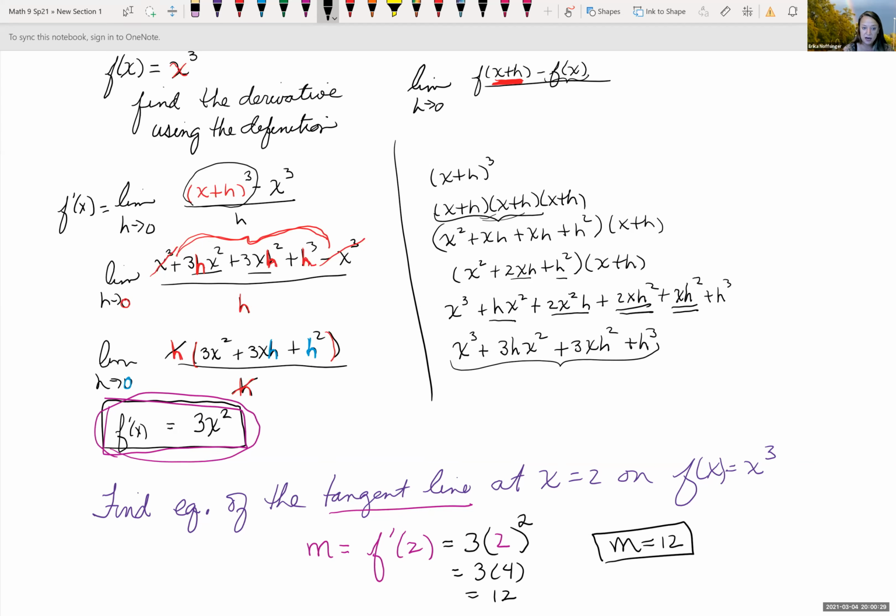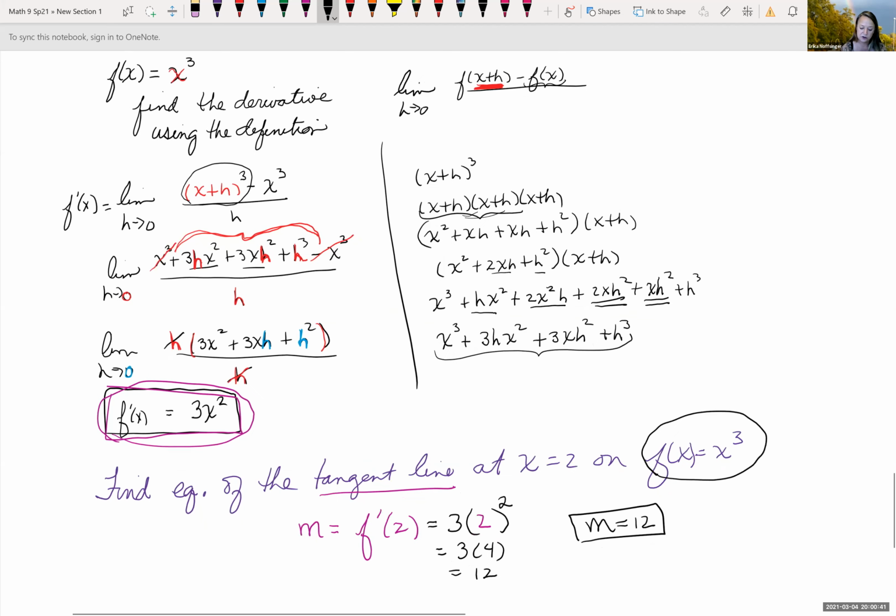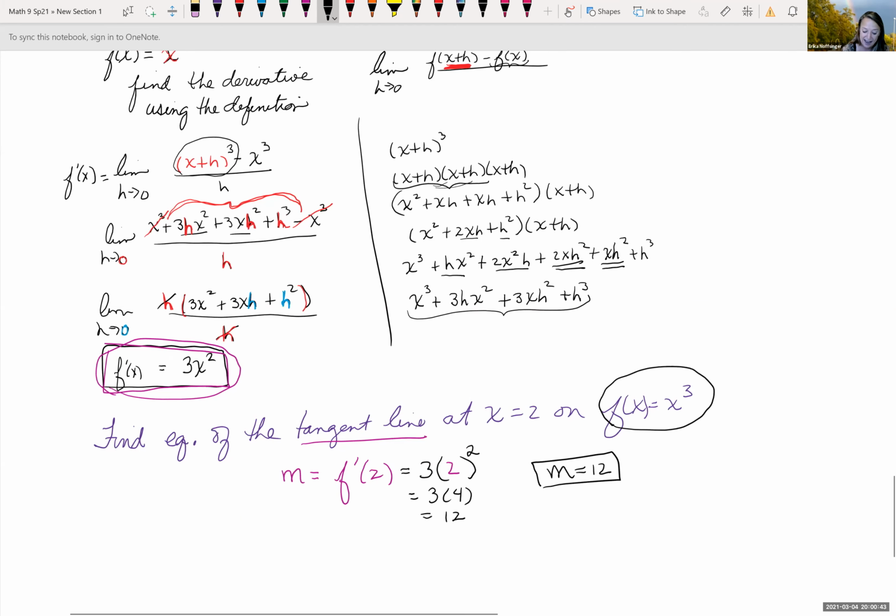So I need one other thing when I'm finding an equation of a line. I need a point. So I need a slope and a point. Well, we can find a point on that line by looking at f of the x value we're trying to find the equation of the tangent line at. So f of 2. If I plug it back into my original function, I get 2 cubed, which is 8. So I have a point at (2, 8).